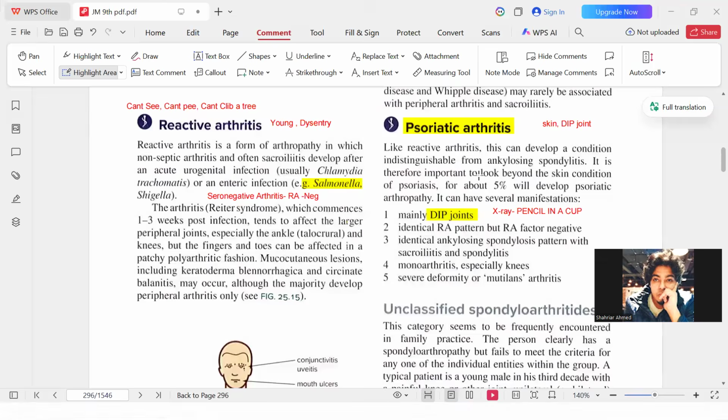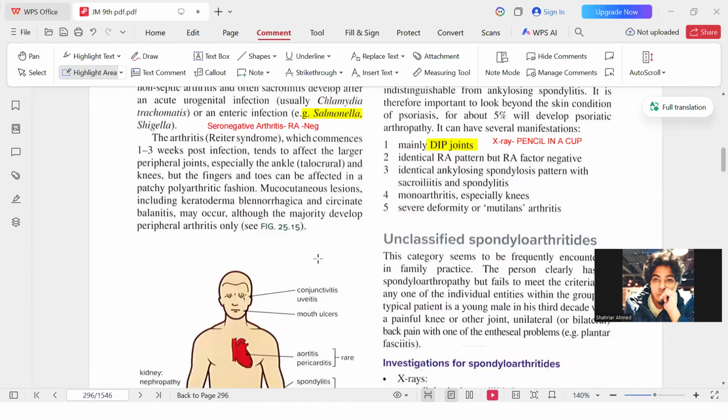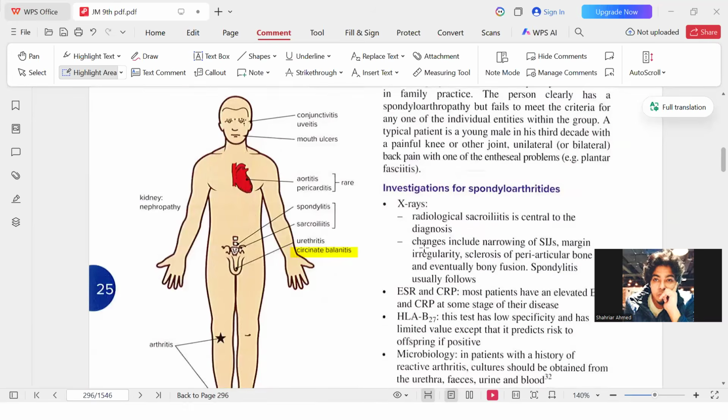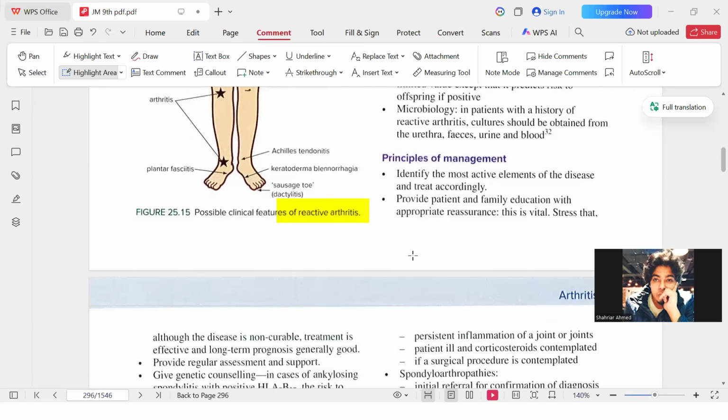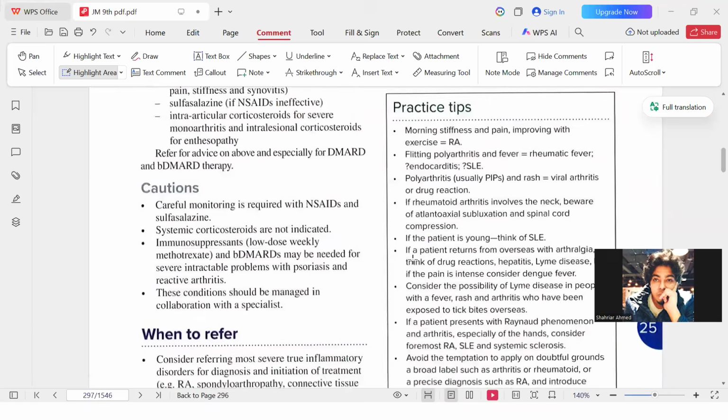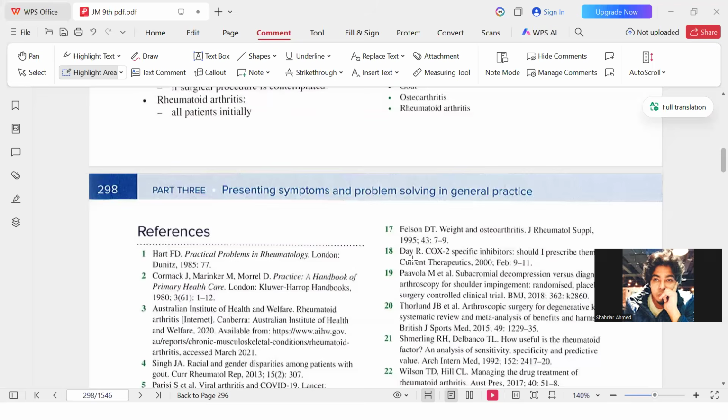I'm sure indeed it is. I'll need a response from you guys. And E, that is another non-specific one. That one is not needed. So that's the seronegative arthritis. That's the end of the seronegative arthritis.